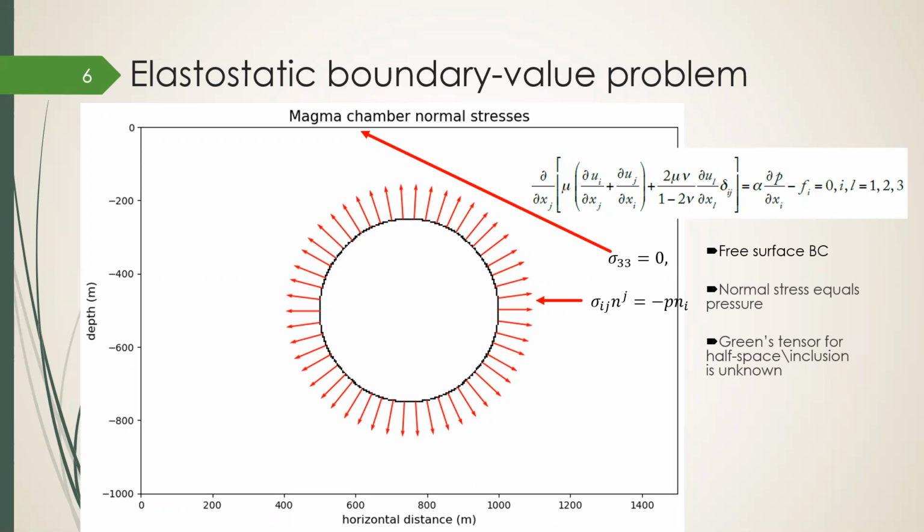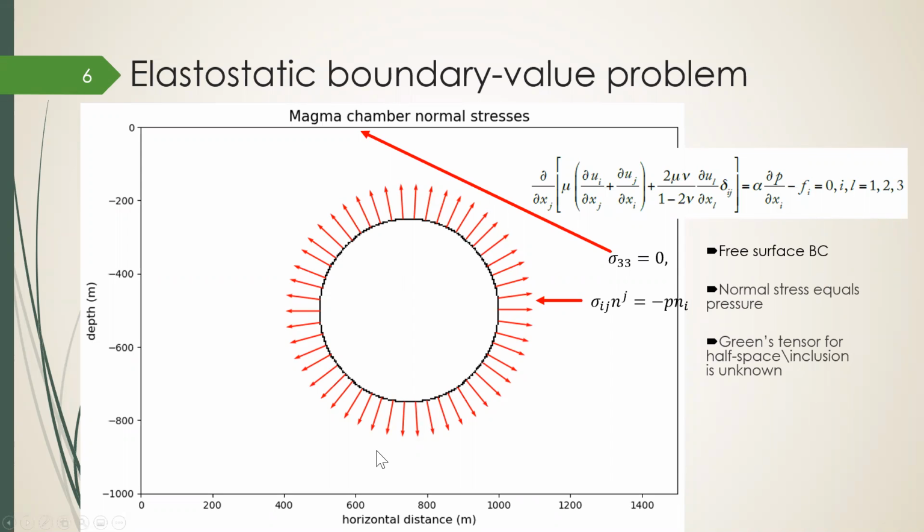Unfortunately, Green's function, that is the Green's elastostatic tensor for a half space minus such an inclusion, even the simplest one, such as a spherical inclusion, is unknown. That's a big problem, actually. As a matter of fact, that problem hasn't been solved yet.